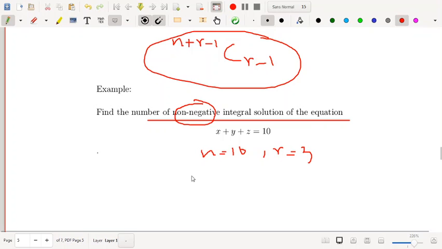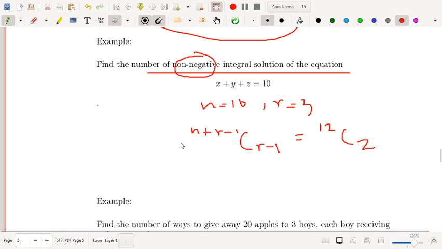So in this case, your formula will be n plus r minus 1 C r minus 1. That is equal to 10 plus 3 minus 1, so 12 C2. This is 12 C2. Clear? So this is your result, 12 C2. Okay, this can also be done using the multinomial. I will show you that.